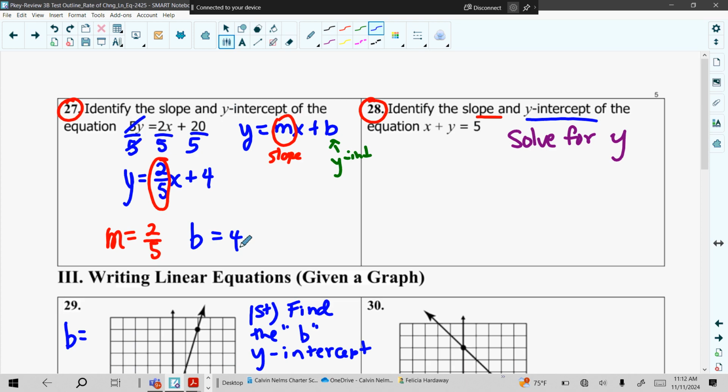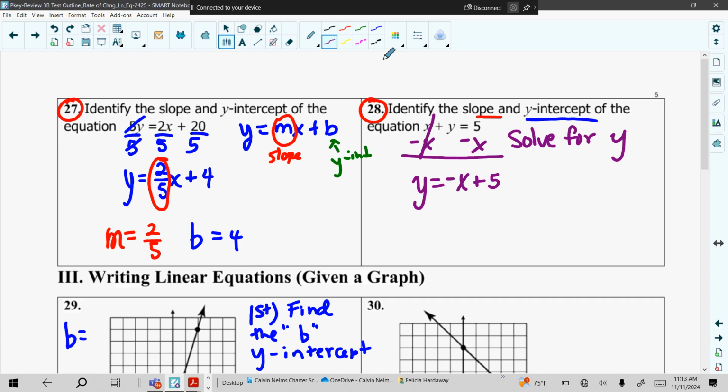Now, 28, identify the slope and y-intercept with the equation x plus y equals 5. It's not solving for y. We have to make it solve for y. So what would we need to do to isolate the y variable? Minus x. Put minus x on your paper. Good. That x term cancels on the left right here. Now my y is by itself, and we're going to write y equals 5 minus x. I mean x minus negative x. Negative x plus 5. You want to put your variable first, then the constant last.